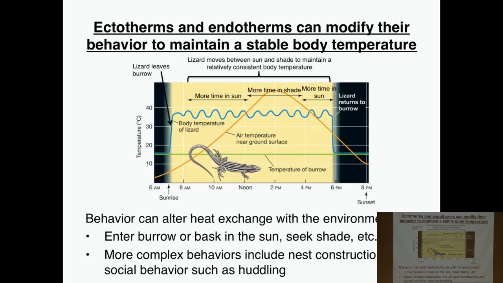And so for ectotherms, this is pretty much how they're able to regulate their body temperature, by using behavioral responses to alter heat exchange with the environment. For endotherms, this is going to be like a first line of defense.